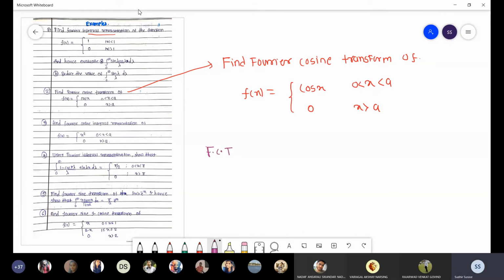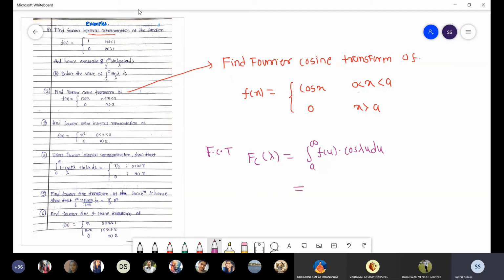F_c of lambda equals integral 0 to infinity f of u cos lambda u du, right? So we have the Fourier cosine transform F_c of lambda equals integral 0 to infinity f of u cos lambda u du. Fine, let us take the interval 0 to a and then a to infinity. Let us break this integral from 0 to a and then a to infinity.